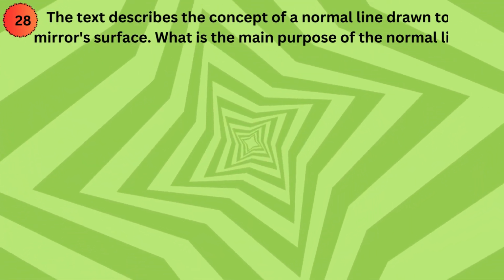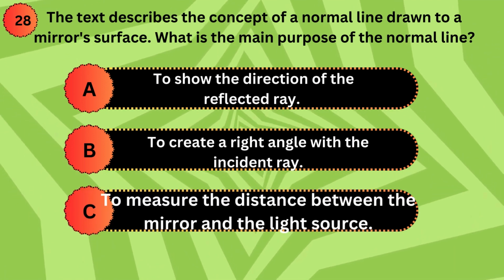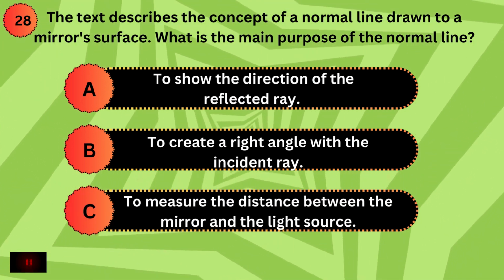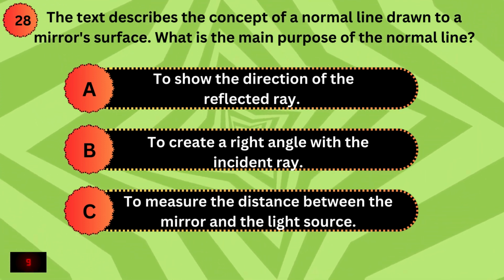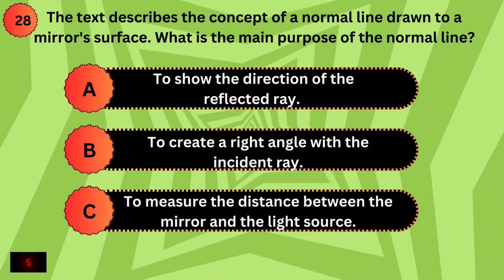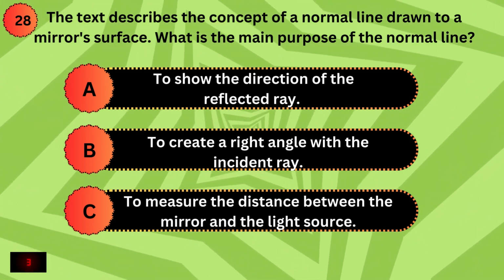The text describes the concept of a normal line drawn to a mirror surface. What is the main purpose of the normal line? A. To show the direction of the reflected ray. B. To create a right angle with the incident ray. C. To measure the distance between the mirror and the light source.